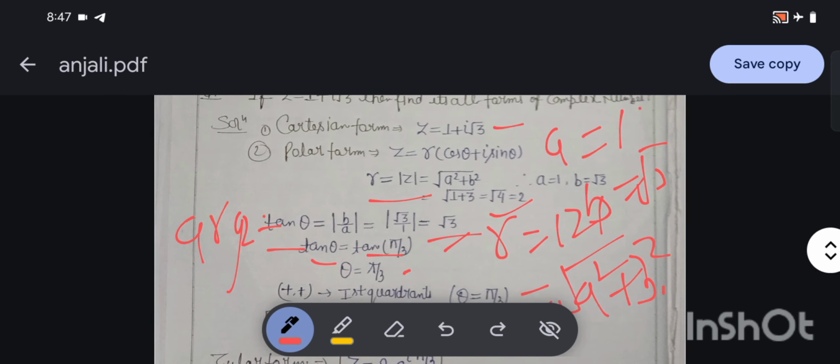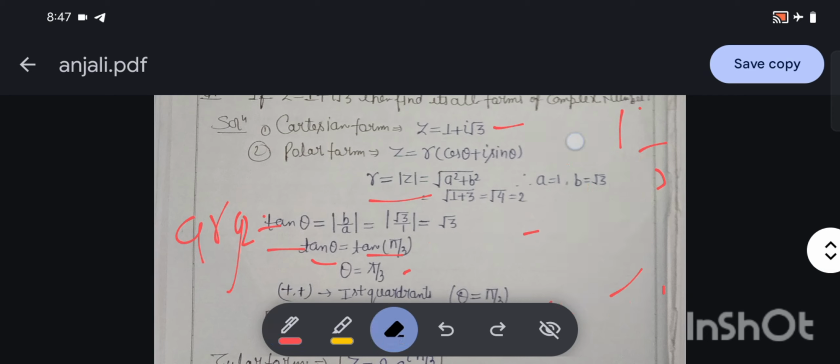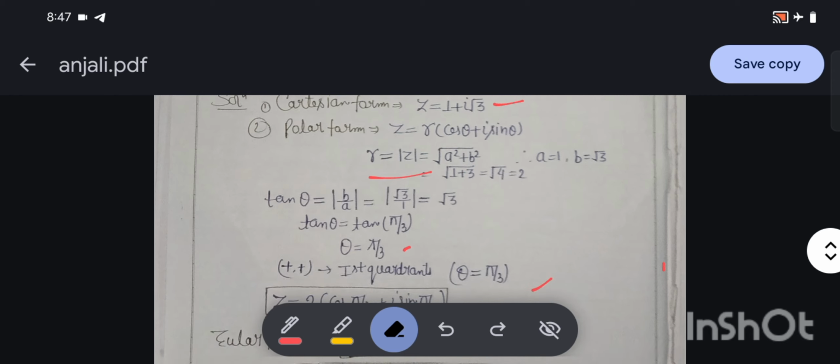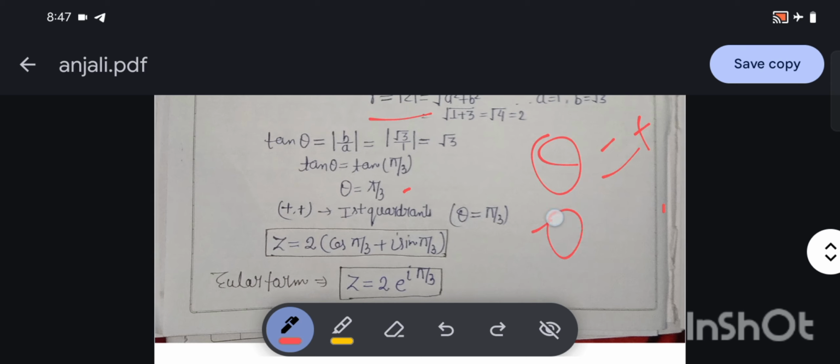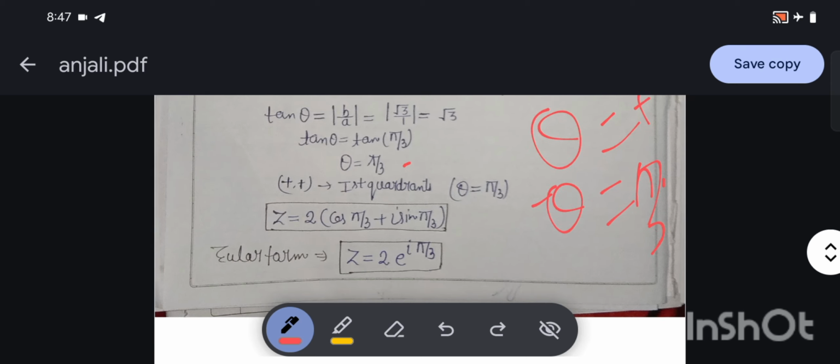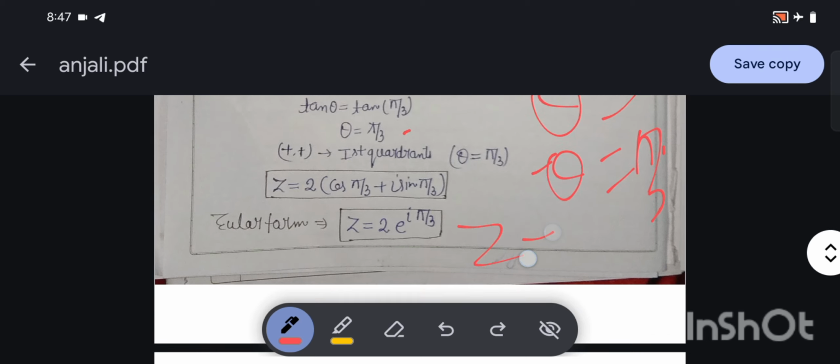Then the complex point, both a and b are positive numbers, so the point belongs to the first quadrant, and in the first quadrant theta is always positive. It is clear. So what is the value of theta? Theta will be pi by 3. Then we put the value of theta in this equation. z is equal to, what is the value of r? 2. Okay, cos pi by 3 plus iota sin pi by 3. It is clear.